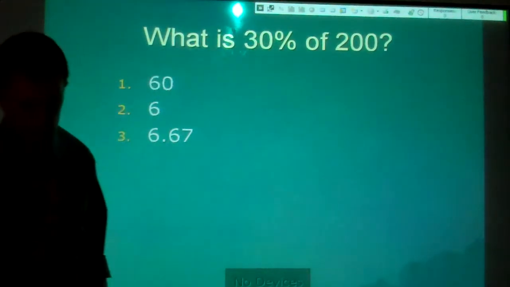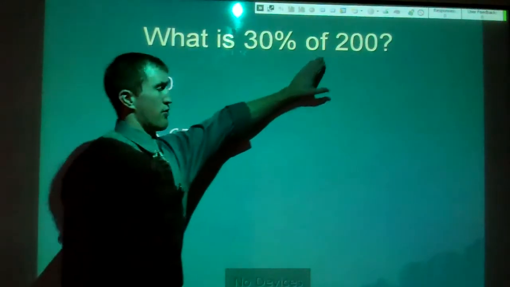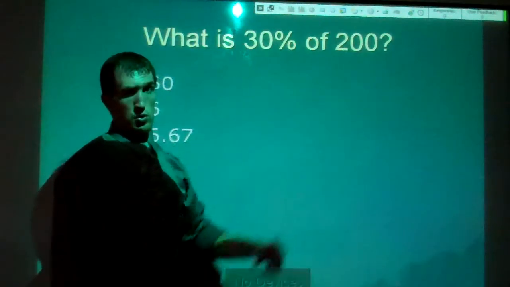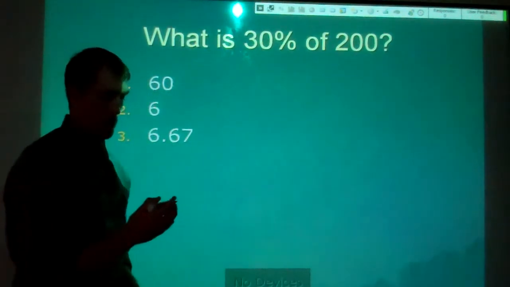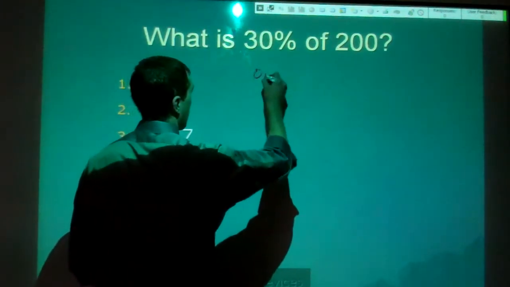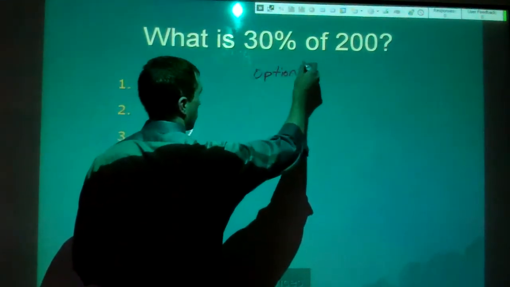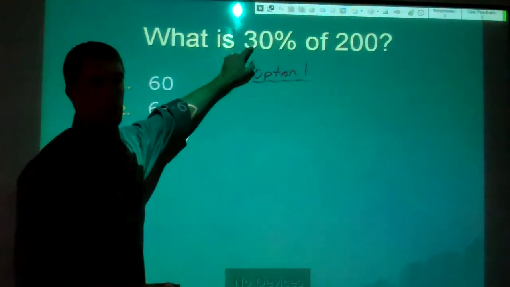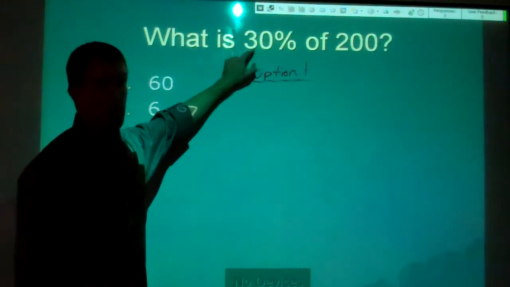Real quickly, this is our last example. I'll go over it. We've got 2 options here. Remember, of means to multiply. Now we have 30% of 200. Okay? We have 2 options. Option 1, turn this into a decimal, which if we have a calculator, this would be our fastest route.